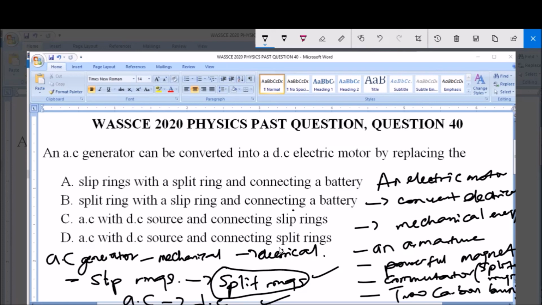So therefore the answer to this question is option D. That is, the AC source will be replaced with a DC source, and then the slip rings will be replaced with a split ring, which is a component of an electric motor. So option D is the answer to this question.